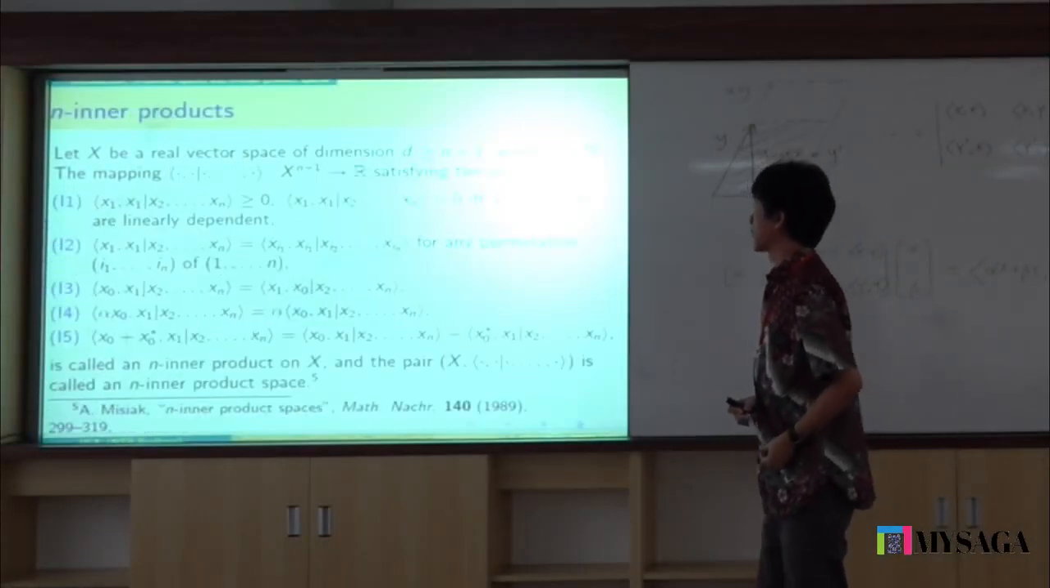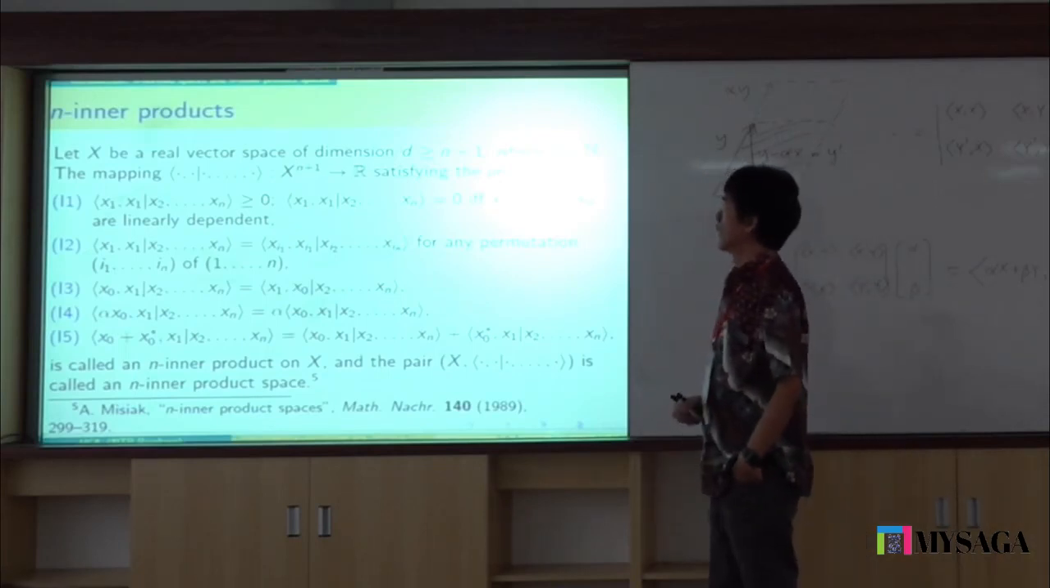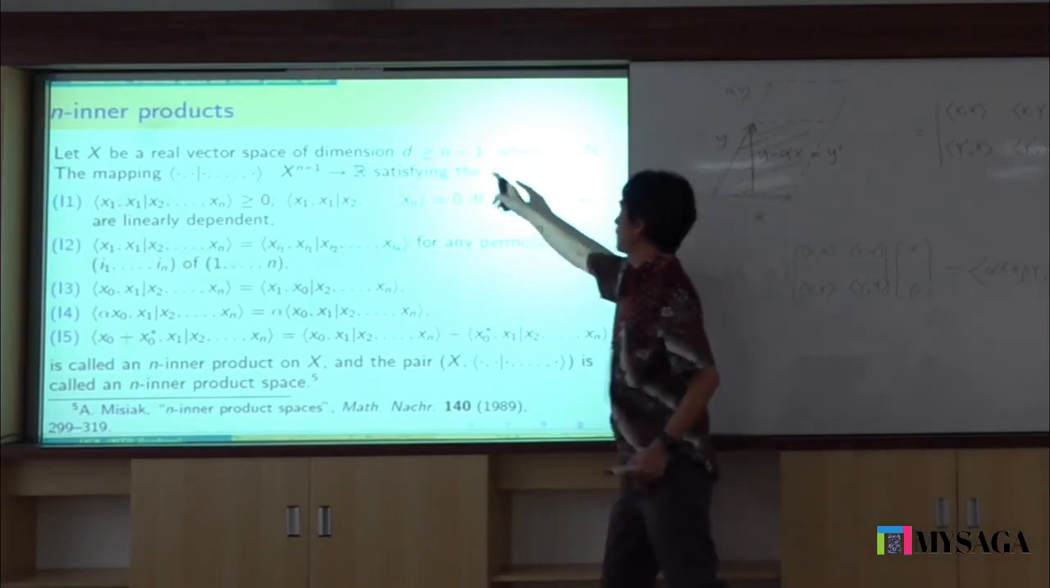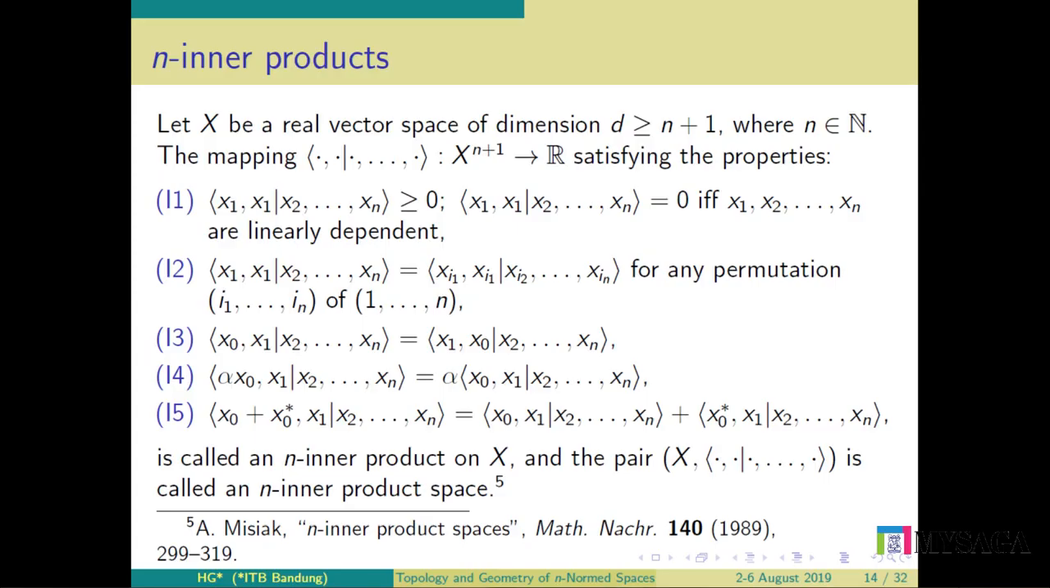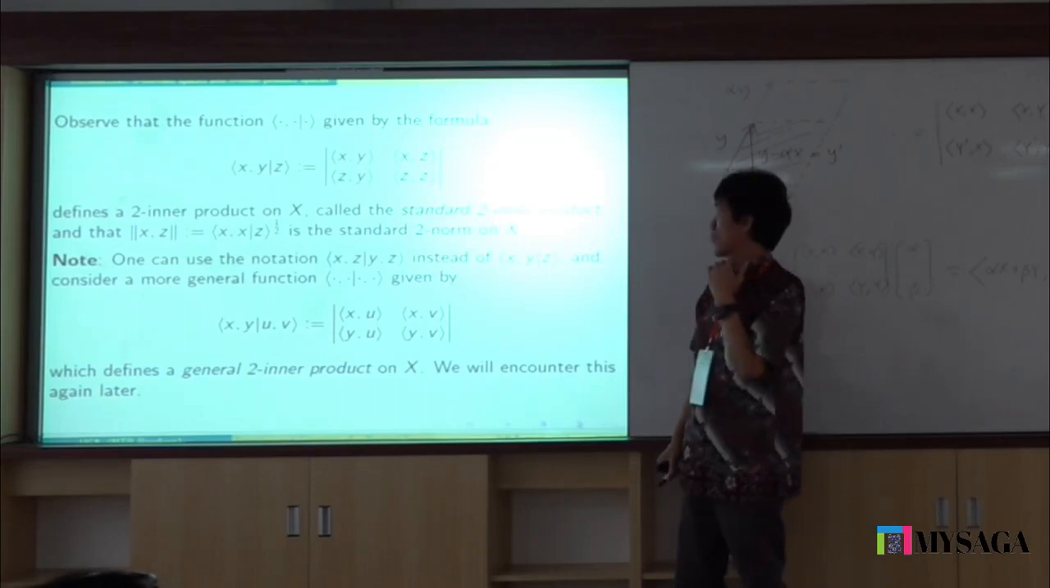And then, in combination with the n-norm, we have the n-inner product. Now the dimension should be at least n plus 1, otherwise we don't have the angle. If, for example, we have a 2-inner product but the dimension is 2, then we cannot have this picture, right? So the angle is always 0. So the dimension should be more than n, at least n plus 1.